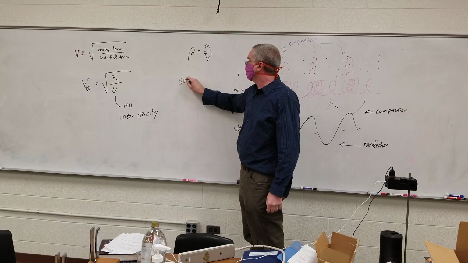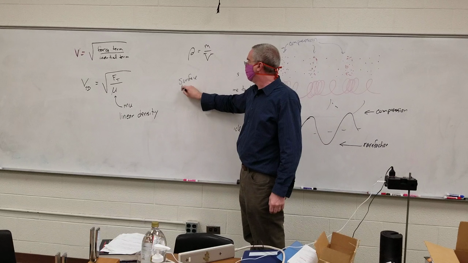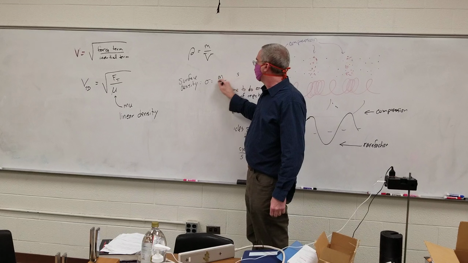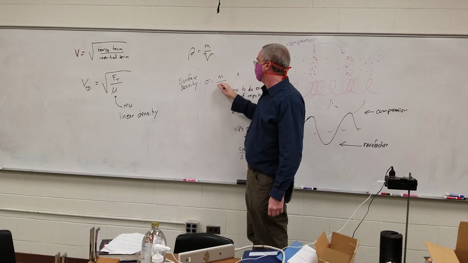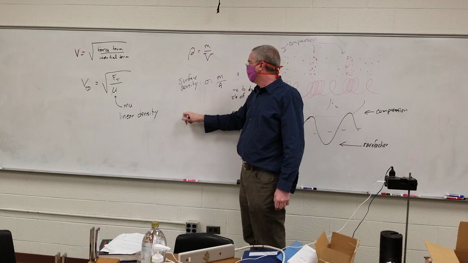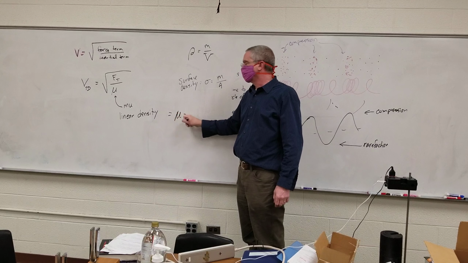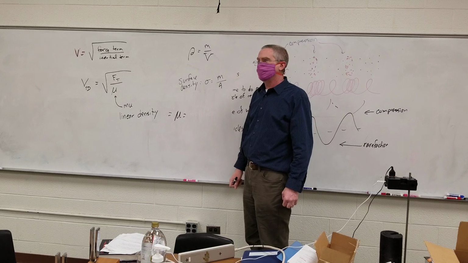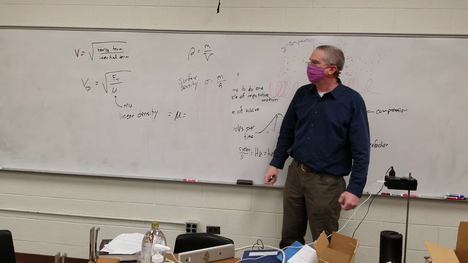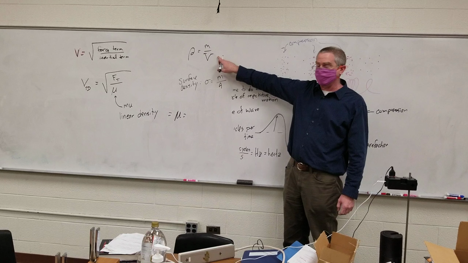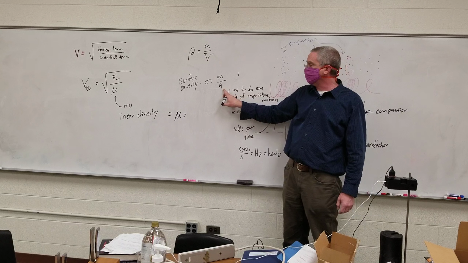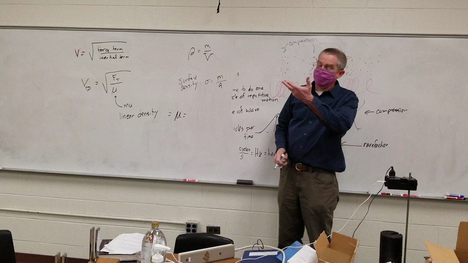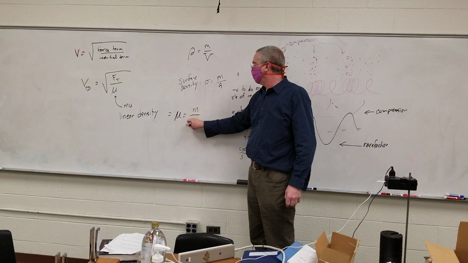Surface density is mass divided by area. Linear density. Someone take a shot at it? So regular density, mass divided by volume. Surface density, mass divided by area. Linear density, mass divided by length.